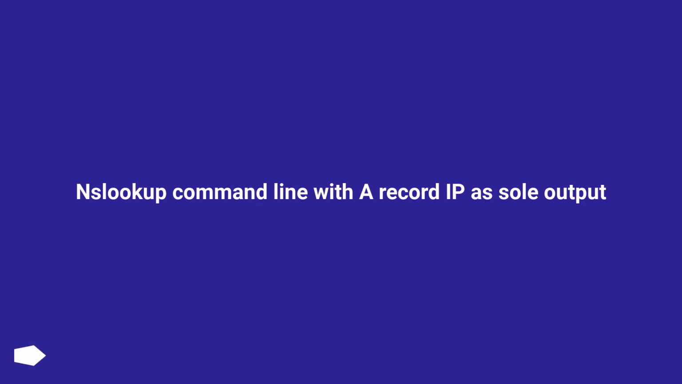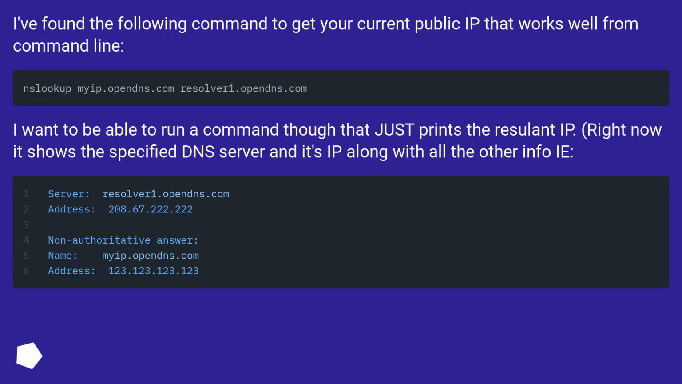Nslookup command line with A record IP as sole output. I found the following command to get your current public IP that works well from the command line. I want to be able to run a command though that just prints the recent IP. Right now it shows a specified DNS server and its IP along with all the other info.